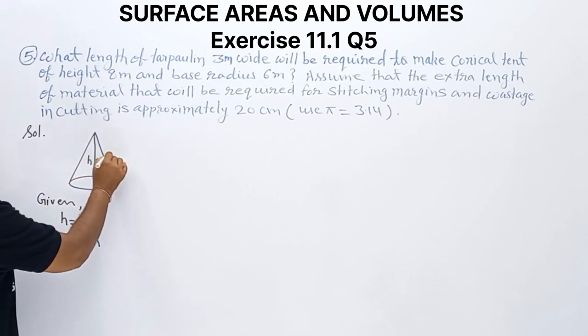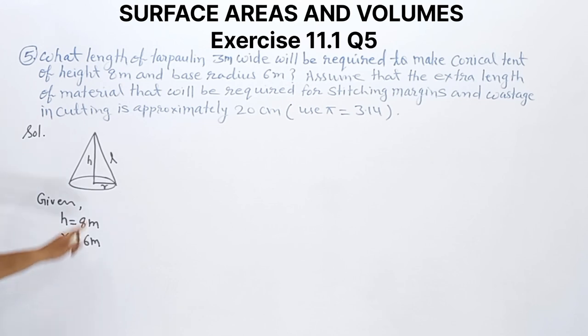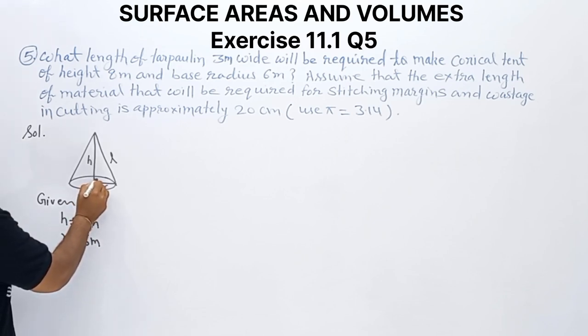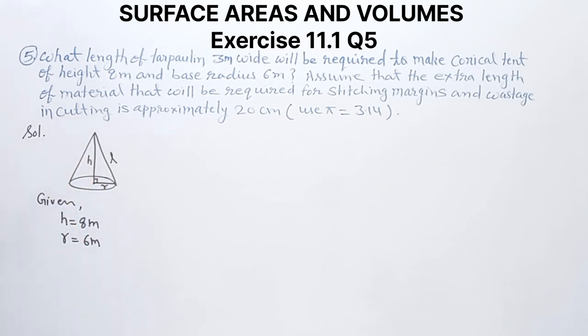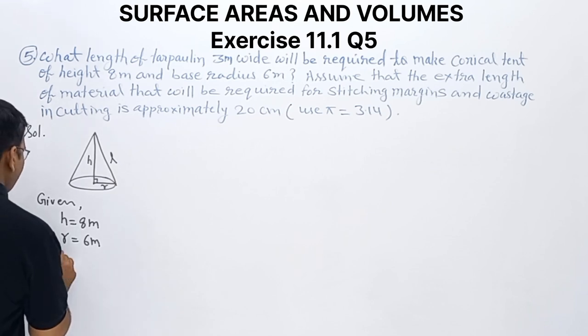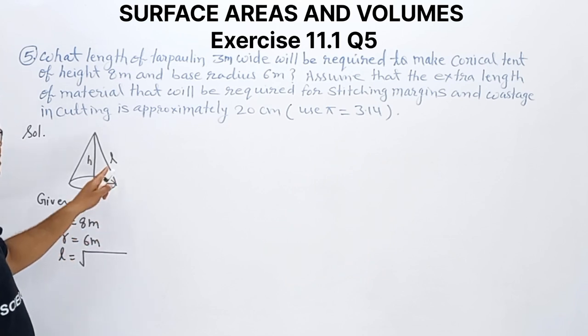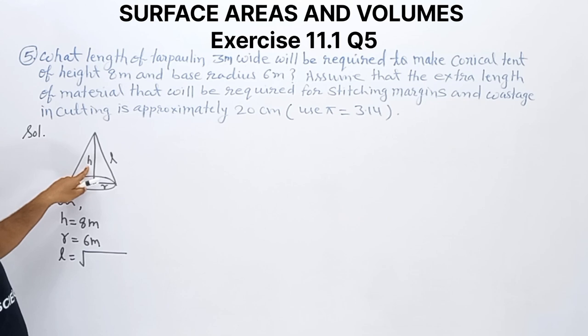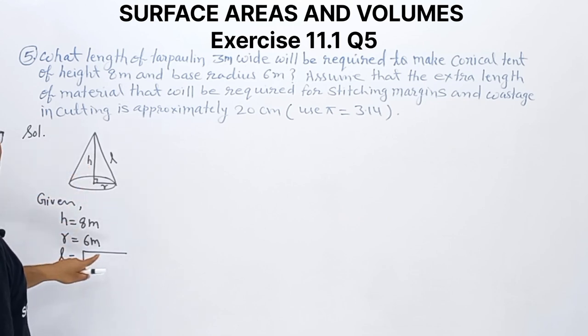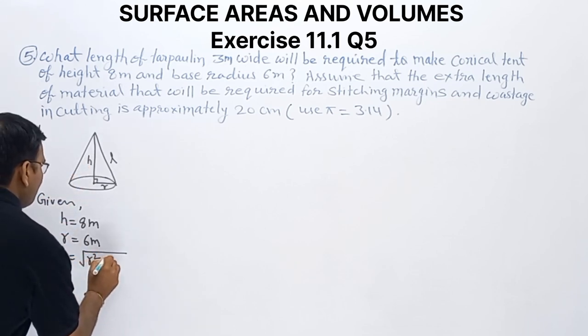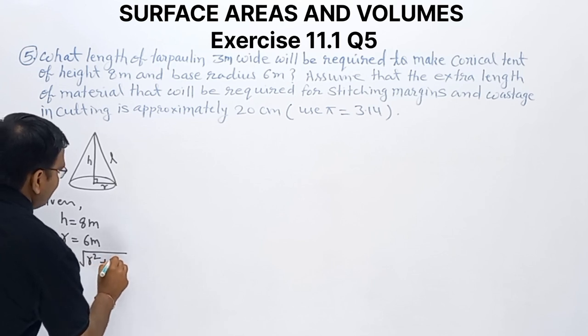We can find the slant height. How will we find the slant height? This is a right triangle. Once we have a right triangle, we follow the Pythagoras theorem. By using the Pythagoras theorem, L equal to square root of... hypotenuse square equal to base square plus perpendicular square. So L equals square root of base square R square plus perpendicular height h square.